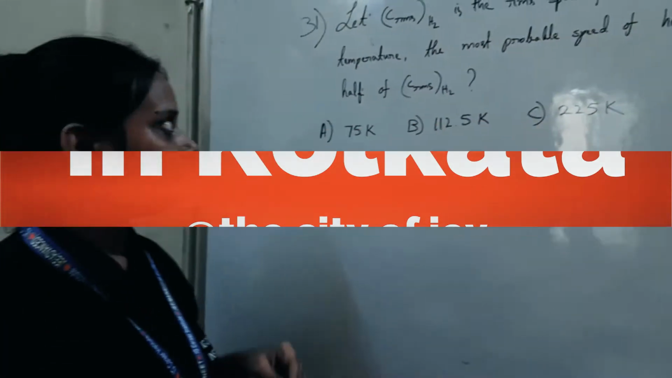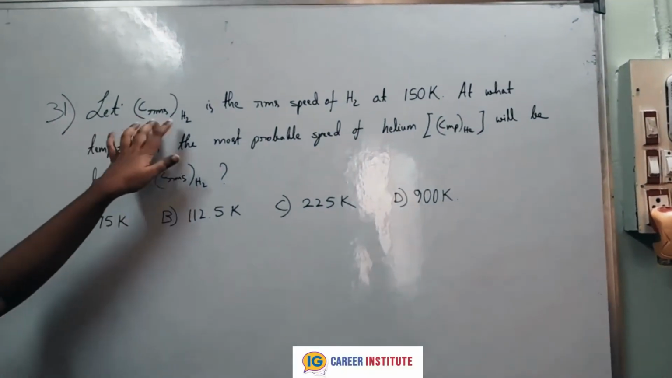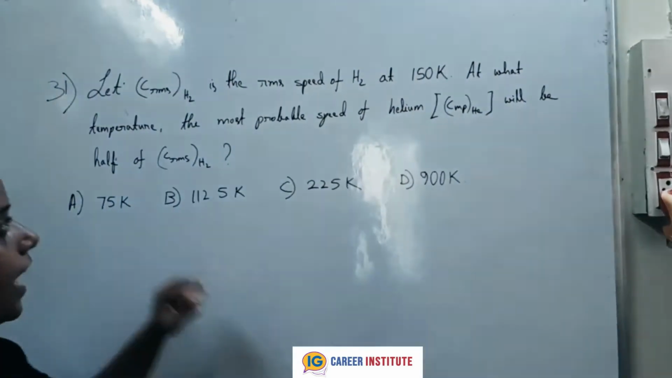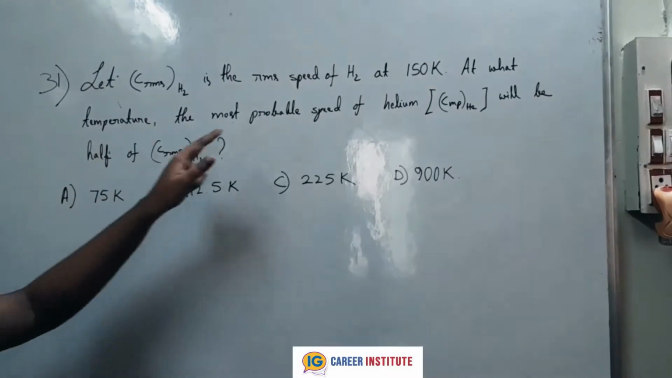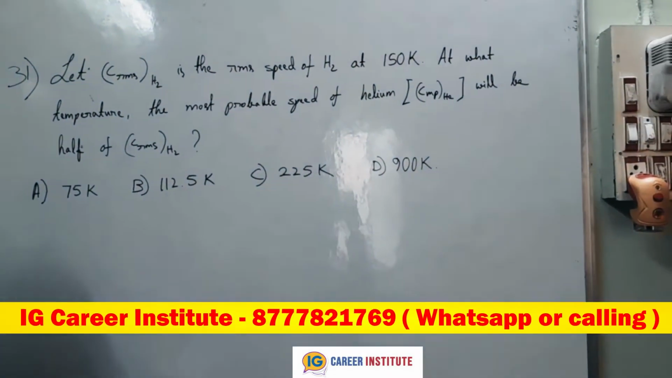So let's start with our first question in this video. This is the 31st question here. Let CRMS hydrogen be the RMS speed of hydrogen at 150 Kelvin. At what temperature will the most probable speed of helium be half of CRMS hydrogen?